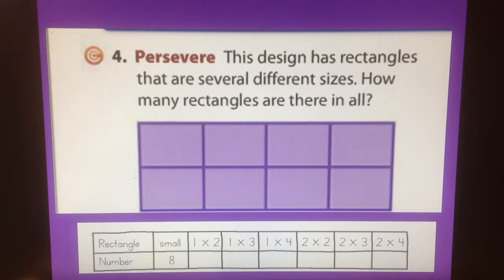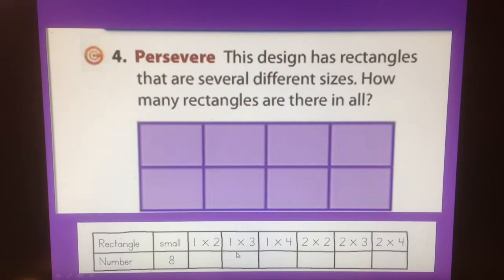Okay, this was one of the hardest problems today. This design has rectangles that are several different sizes. How many rectangles are there in all? So it helps if you make a list like they did here. I had students do that today. The number of small rectangles is 8. You can see each of these small rectangles. How many 1 by 2 rectangles are there? This is a 1 by 2 rectangle here. It goes across 1 and it goes down 2. Over here, I'm circling it with my mouse, is a second 1 by 2 rectangle. You got a third 1 by 2, a fourth 1 by 2. Think about the 1 by 2s that go across, remembering that there might be 1 by 2s in the middle, like this. And count them all.